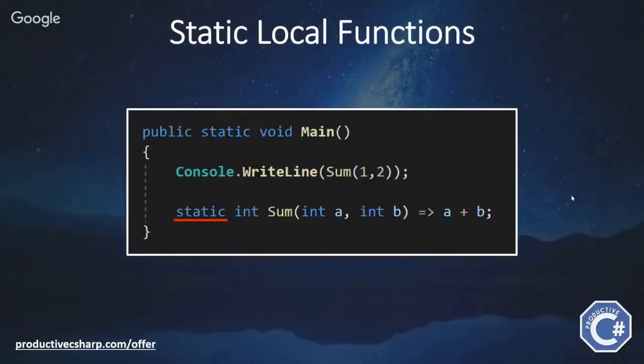Okay, so let's see other small features that have been added in C# 8. One of them is static local functions. Up until now, C# provides local function support. C# 7 added that support, but you couldn't have static local functions. So all local functions were effectively capturing the variables from the function that contains that local function, which sometimes can have performance implications.